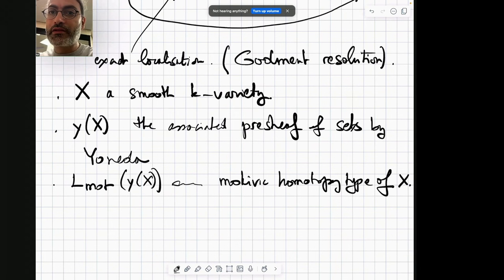Okay, and of course you can apply this. Instead of X, you can take any presheaf of sets. It's the same. Okay, so any question about this?